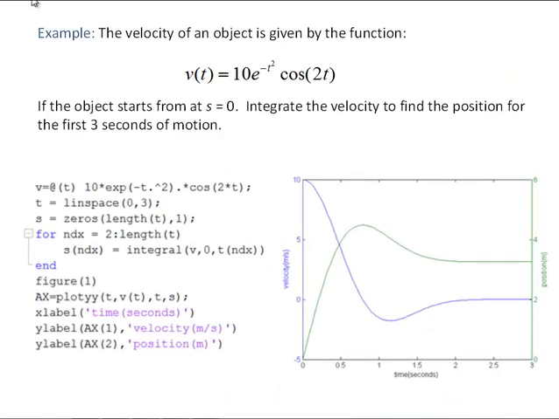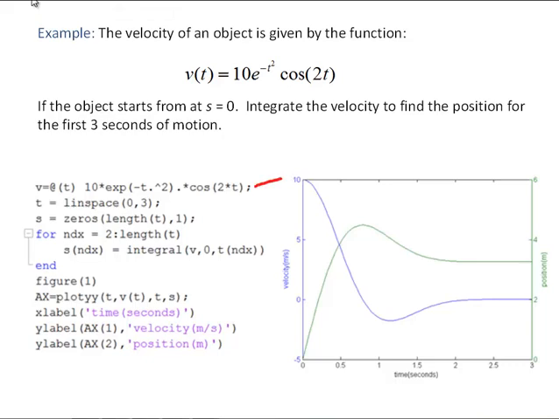So here's an example using integral. The velocity of an object here is given by this function: v equals 10e to the negative t squared times cosine of 2t. The object starts from rest at s equals 0, and we want to integrate the velocity to find the position for the first 3 seconds of motion.